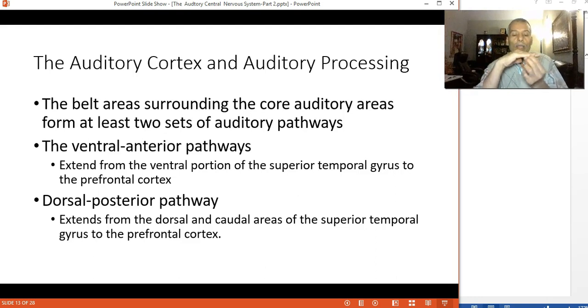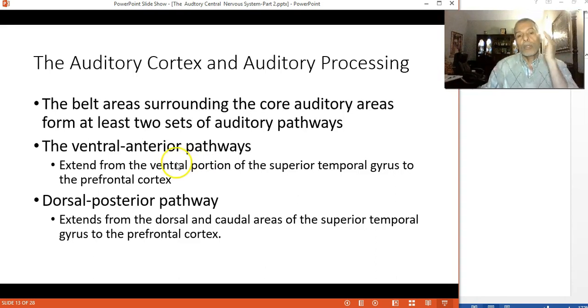So here is again, the gyrus. And this is the top of it, dorsal and ventral. So the anterior part of it and the ventral, there's a pathway from here to the frontal part of the brain. And the dorsal part, the back of it, there's a pathway from there also to the frontal part of the brain.